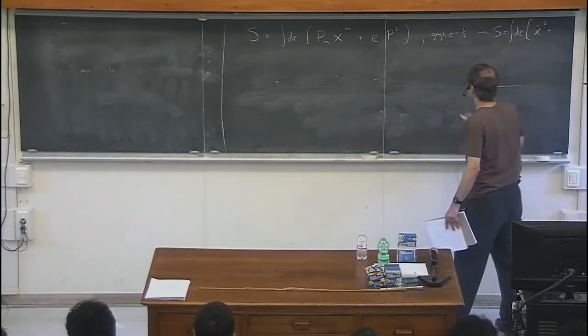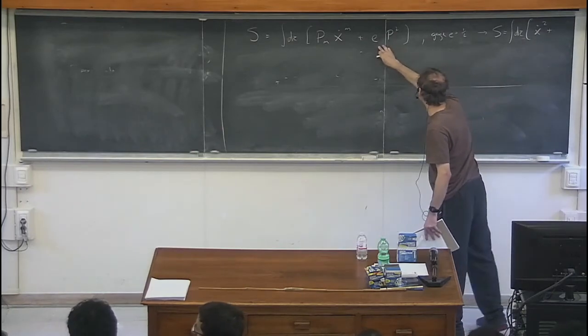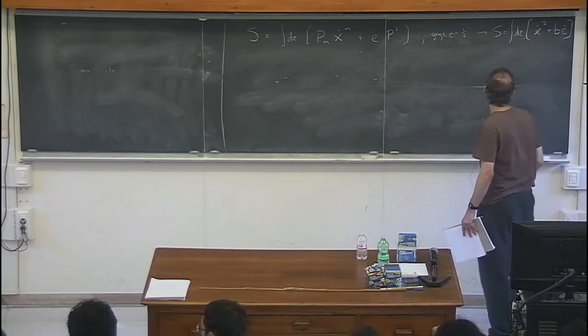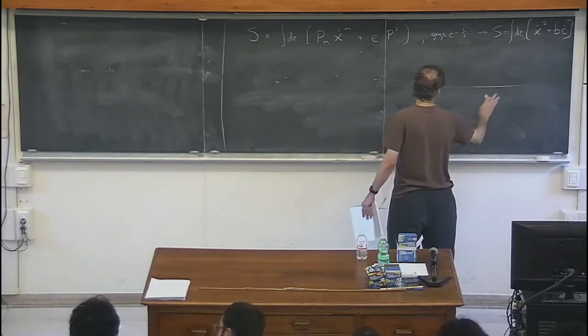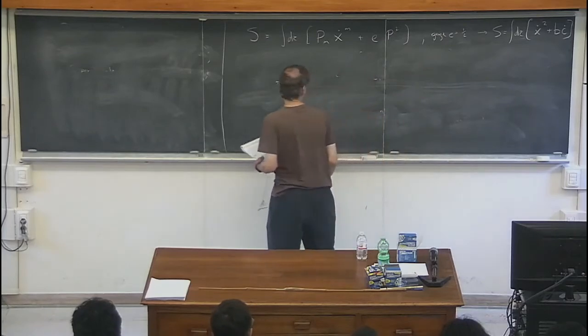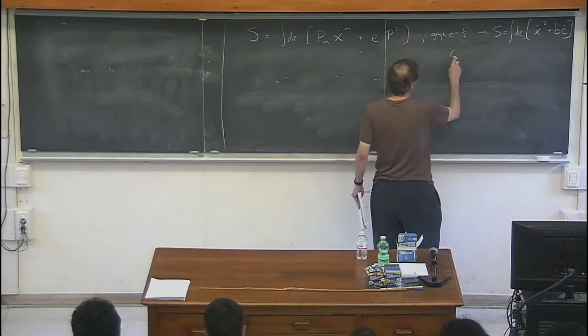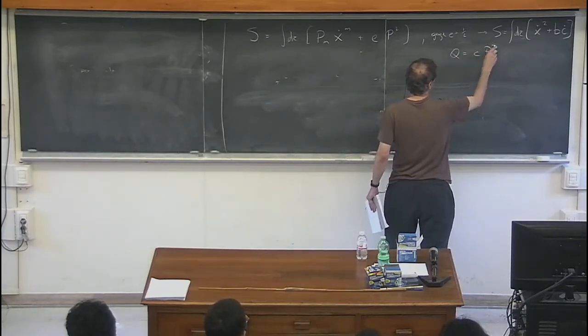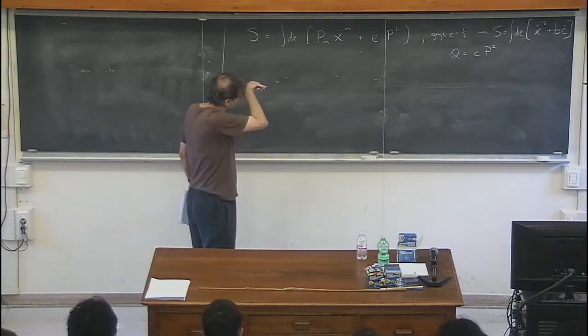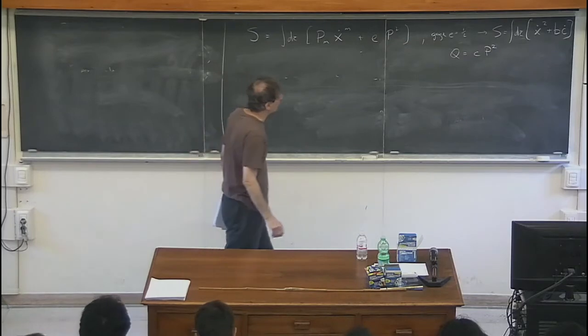But then you get a set of ghosts. You get B times C dot. And Q is just equal to C times P squared. Okay. And then we computed the cohomology.